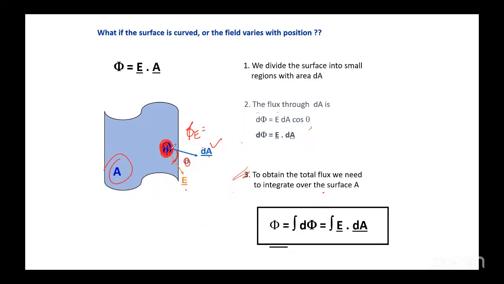So the surface may be divided into small regions, and that small area is dA. What is the flux there? d phi equals E dA cos theta. That is E dA. If you want the total flux here, by integrating this, you may get the flux there.